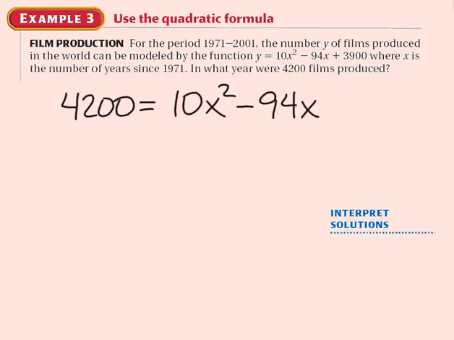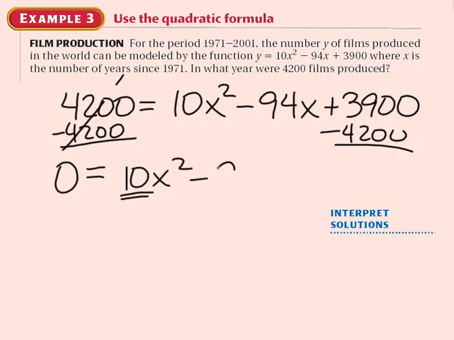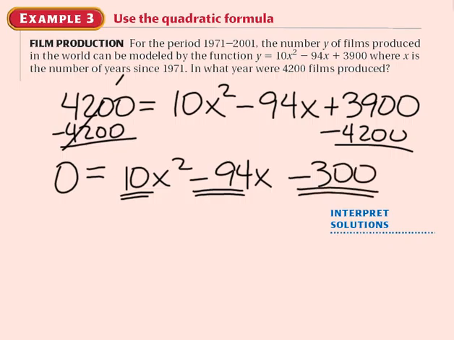Okay, since we are not yet in standard form, we would need to subtract 4,200. The purpose of that would be to get it equal to 0. Once you've done that, here's your value for A, here's your value for B, there's your value for C.